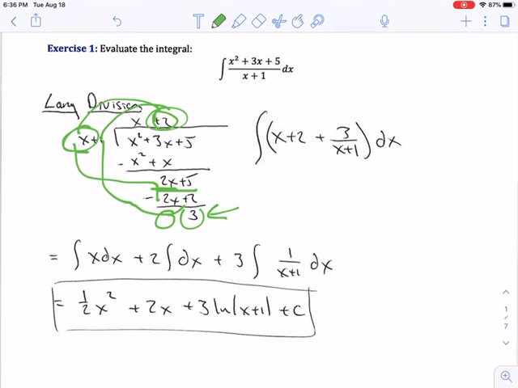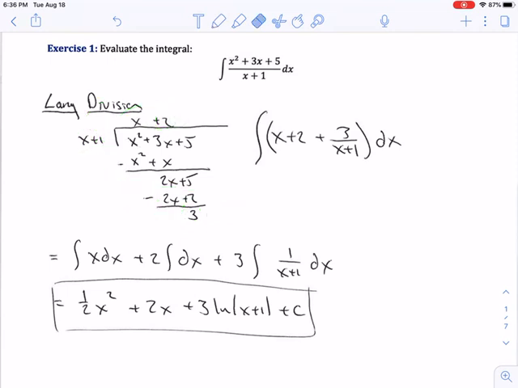Again, this isn't a lesson in doing polynomial long division. If you need to, there are lots of videos out there on how to do this. The important thing here is that we now have what we call the quotient. The quotient goes here, and then the remainder. The remainder is 3, which we always put over the divisor, so 3 over x plus 1.